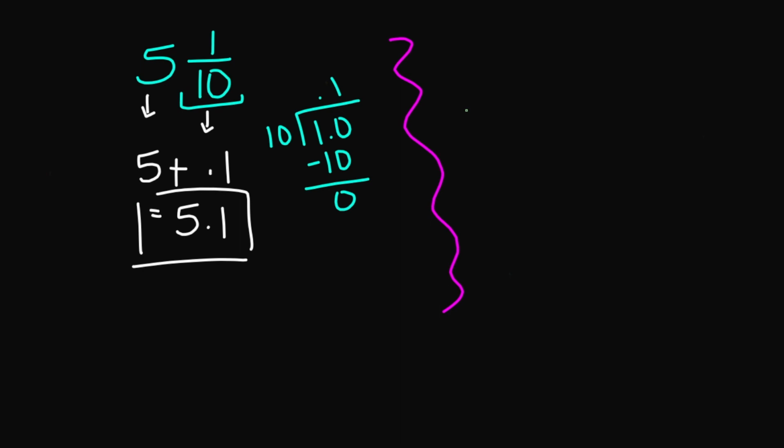Let's say we started with 5.1 here, and I needed to convert this decimal into a mixed number. So this 1 here is in my tenths place, so this is going to be 1 over 10. And then I have my 5 here that I'm going to include in my answer. And since I can't simplify any further, your final answer is 5 and 1/10.